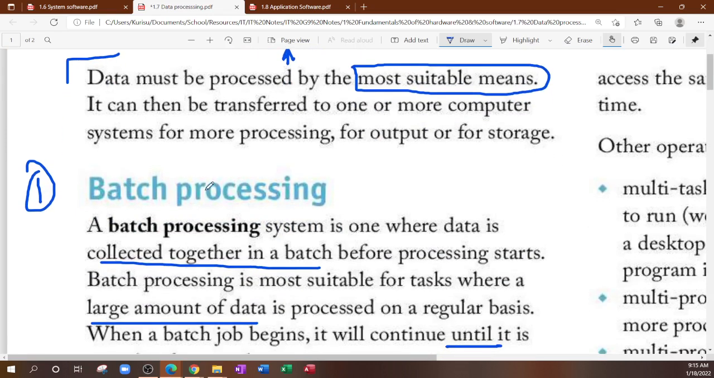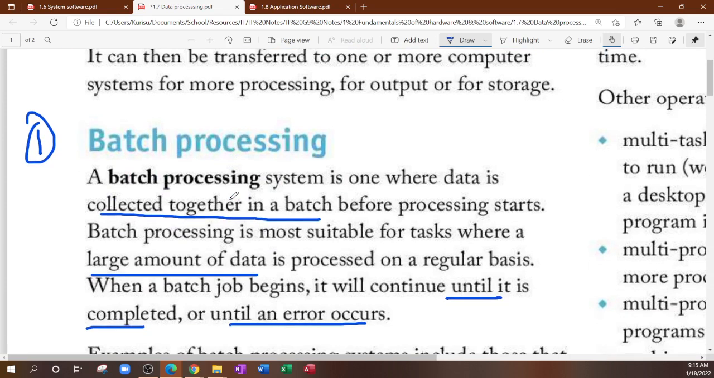So one method of processing that data is called batch processing. Now, what is batch processing? Batch processing is basically when you collect data in a batch, or when you group data together and you process that grouped data as one. So why do we use batch processing? We use it when we have large amounts of data to be processed.